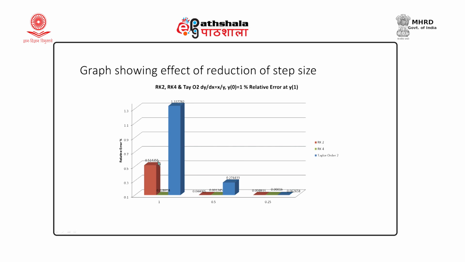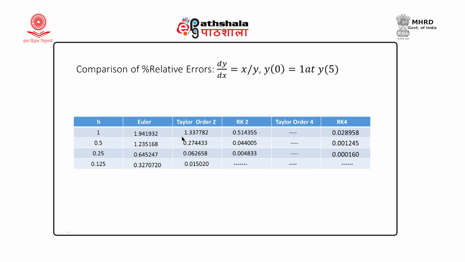Because the function is not linear, you are finding a difference between Taylor order 2 and RK2. Taylor order 2 error is much more compared to RK2. So, RK2 is convenient to use, and at the same time the error is also less. Of course, RK4 is giving practically no error in all the cases, 0.5 and 0.25 step size, and RK2 also for step sizes 0.5 and 0.25 has practically no error, only Taylor order 2 here is 1.37% and here it has come down to 0.27%. So, RK2 is very good and RK4 is very much used. Taylor order formulas are practically not suitable. So, this is a comparison.